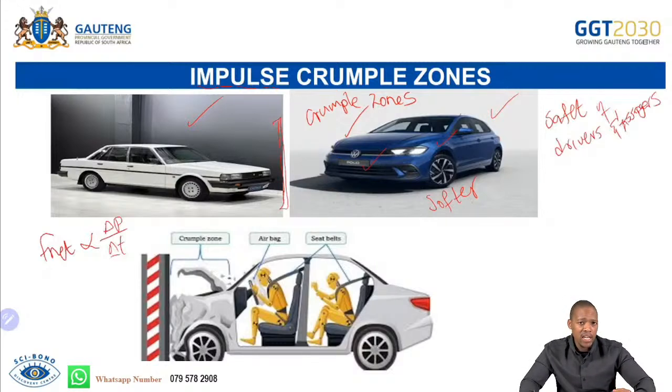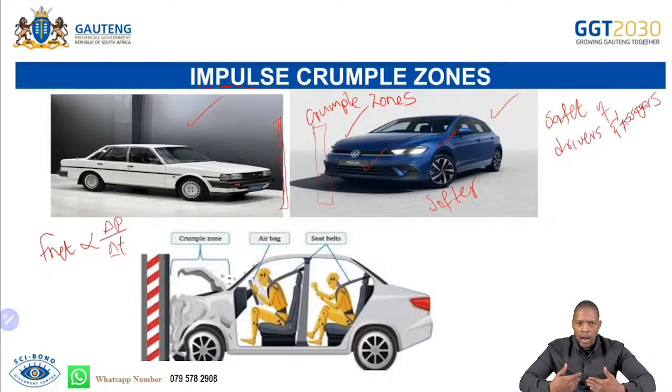And if the force that is exerted on the Cressida is high, then the force that is going to be exerted on the driver or the passenger in the car is going to be high as well. This is going to lead to fatal injuries, right? So what are we designing the Polo to do? Say a Polo is hitting a very strong pole that is not going to move. The Polo is going to hit the pole, and the Polo is going to crumple, right?